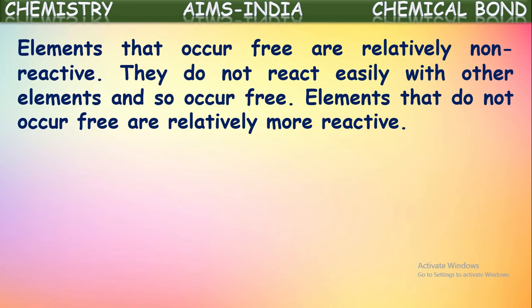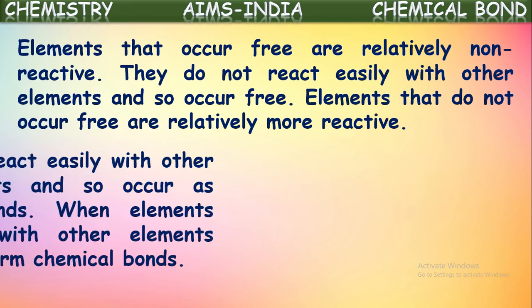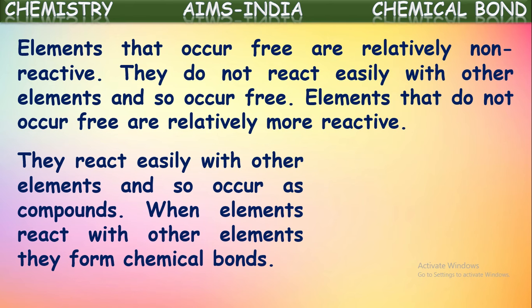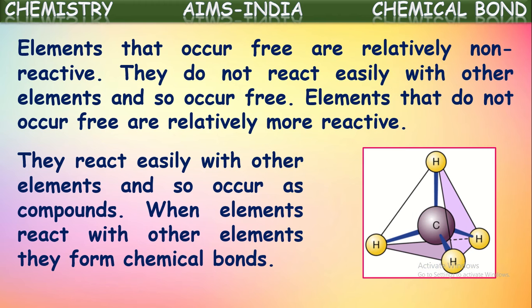But many of the elements do not occur free in nature. This is because those elements are relatively more reactive. As they are reactive, they immediately combine with other chemicals and hence exist in the form of compounds. They react easily with other elements and so occur as compounds.